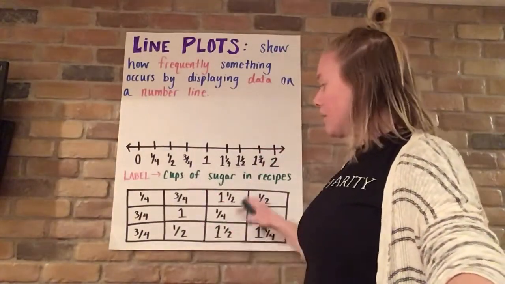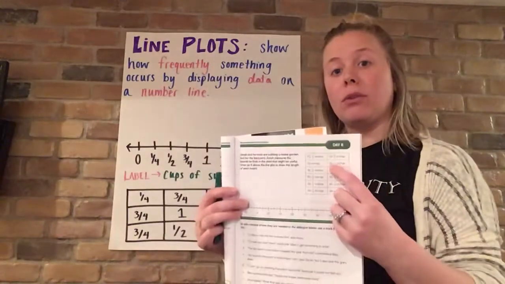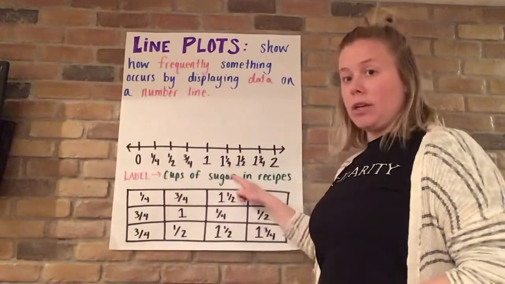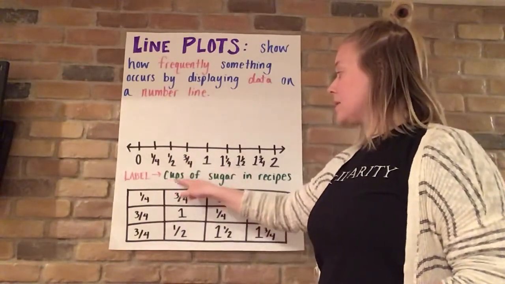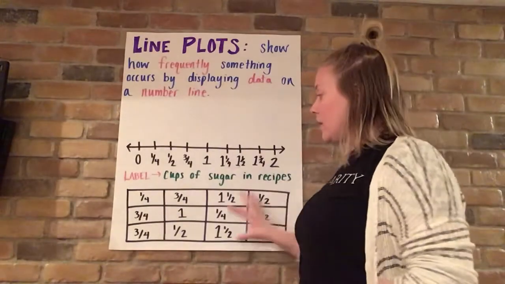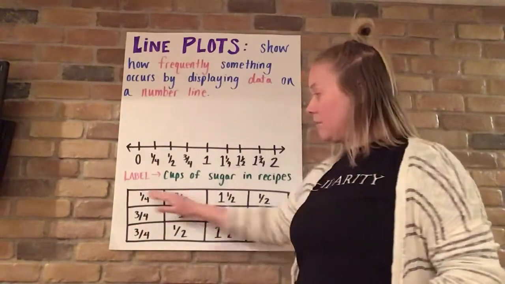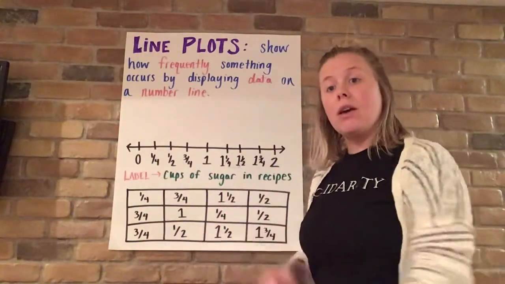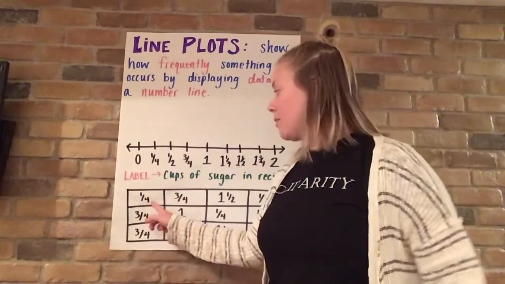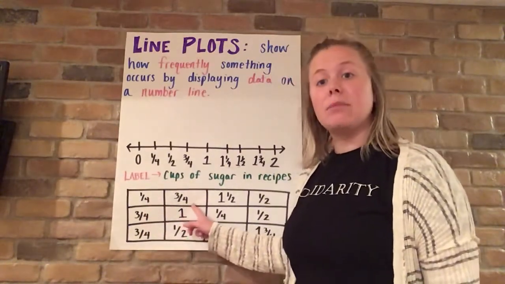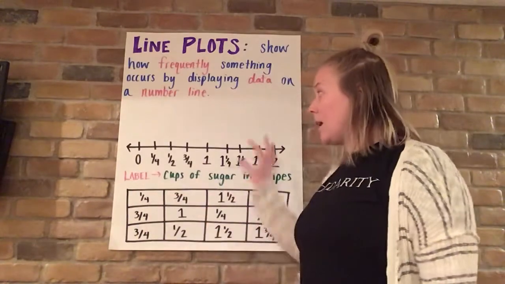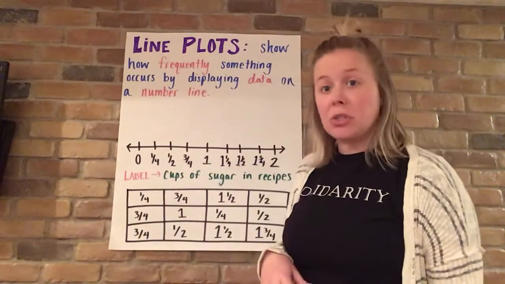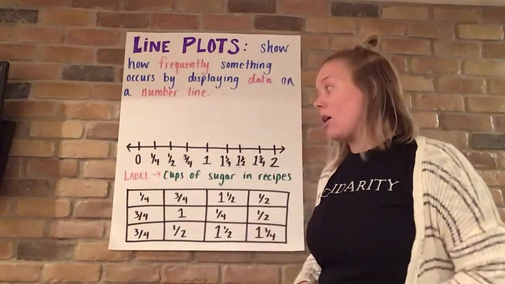I have a chart with my data, just like you are going to have a chart with your data. This is the label of our line plot. It's cups of sugar in recipes. This is how often or how frequently the chef uses cups of sugar in a recipe. He uses 1/4 a cup in a recipe, he uses 3/4 a cup in a recipe. We're going to plot out this data to see which one he uses the most frequently, and which one he doesn't use at all or uses the least frequently, the least often.